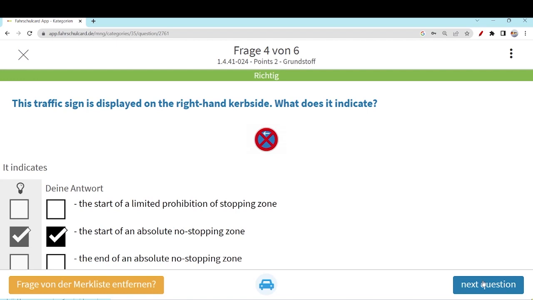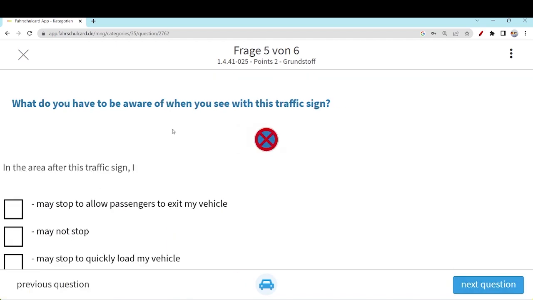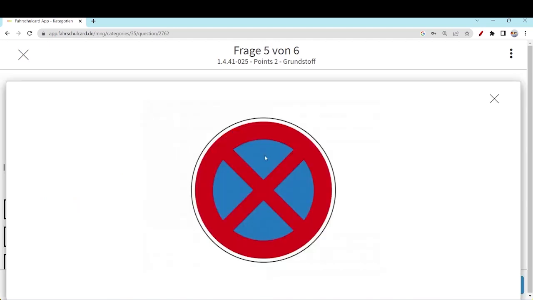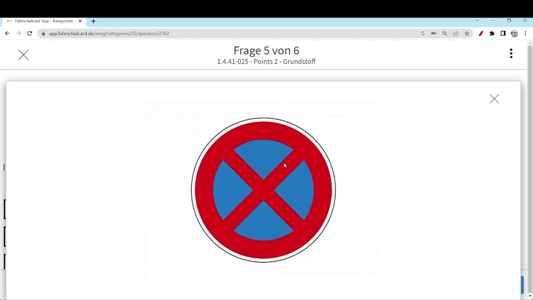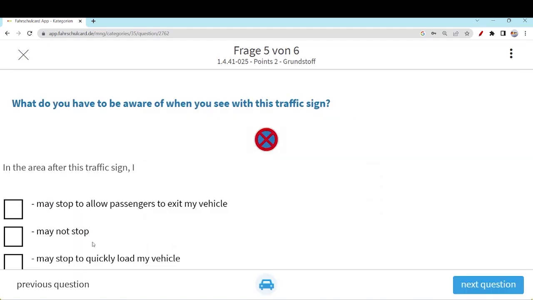Okay, so now move to the next question. The next question is, what do you have to be aware of when you see this traffic sign? This traffic sign is clear. We have already covered this in the previous videos, I remember. This double red sign means no stopping. May stop to allow passengers to exit my vehicle? No, that is only when you have only one red line. So may not stop is the correct answer.